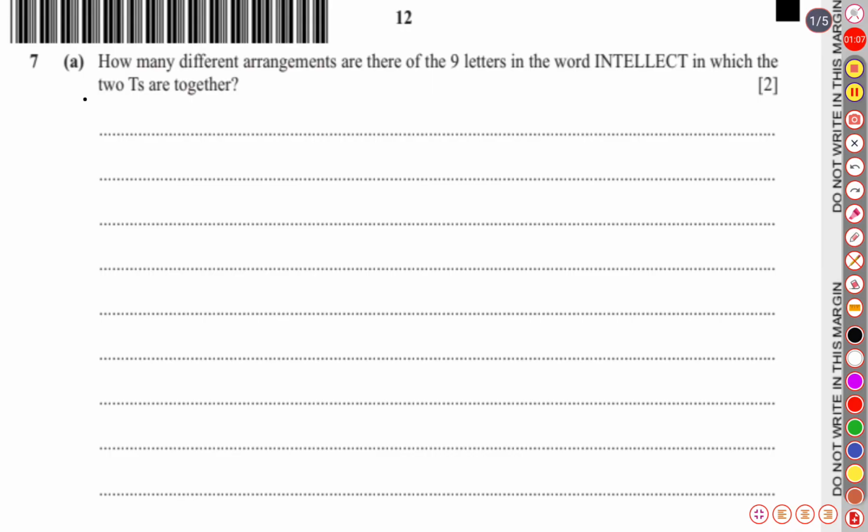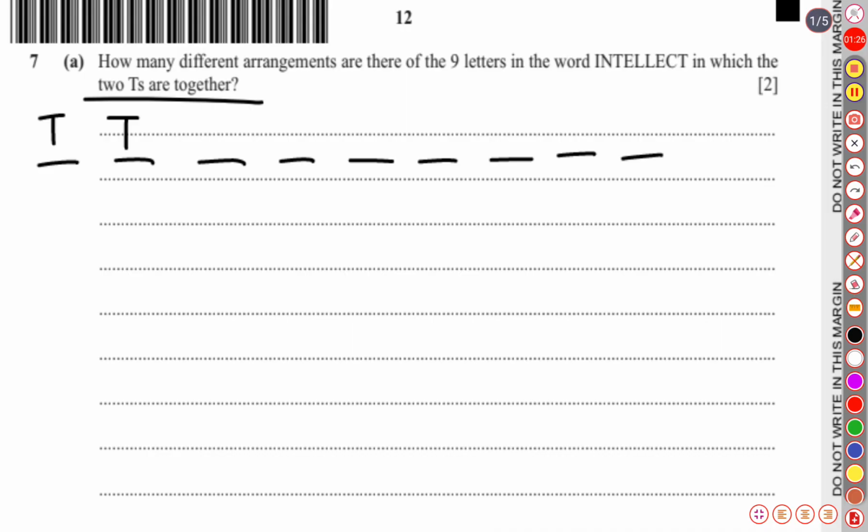So two T's are together. Let us draw the scenario. Total 9 letters: 1, 2, 3, 4, 5, 6, 7, 8, 9. Among them, they told that T's are together. Suppose these are the T's. And these T's will be considered to be 1 unit. So if these two T's are 1 unit, then how many units are there in total? Surely there are 8 units.